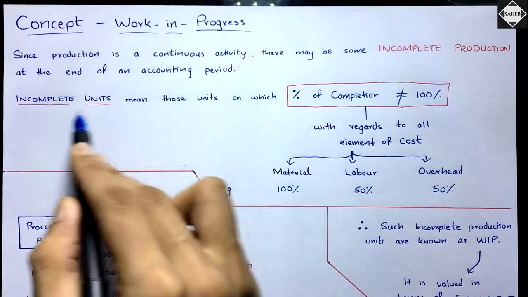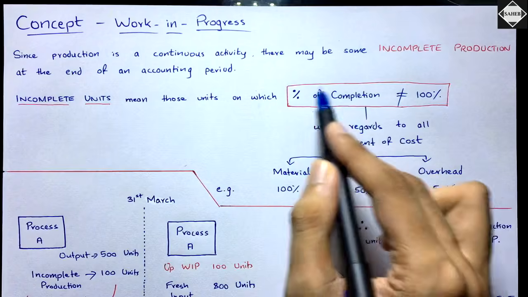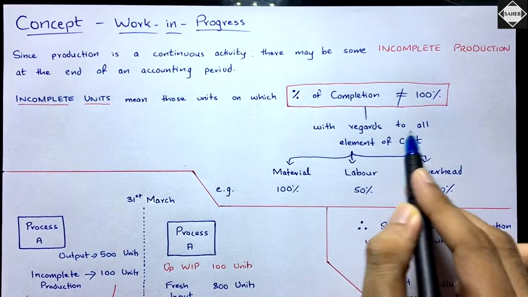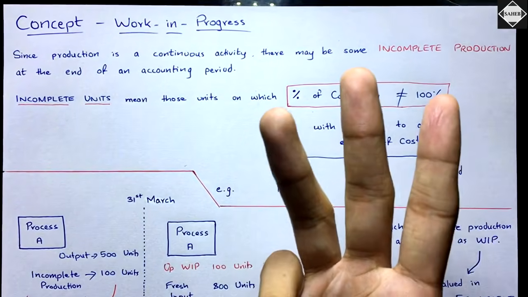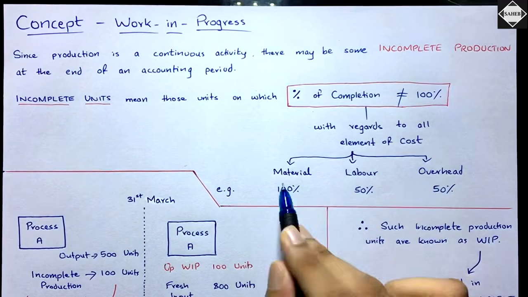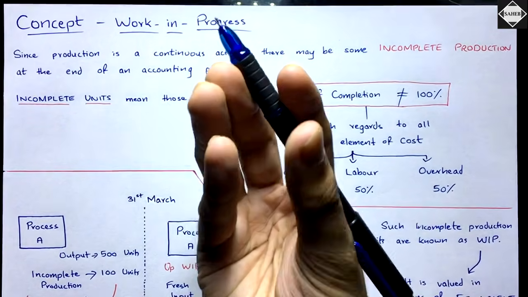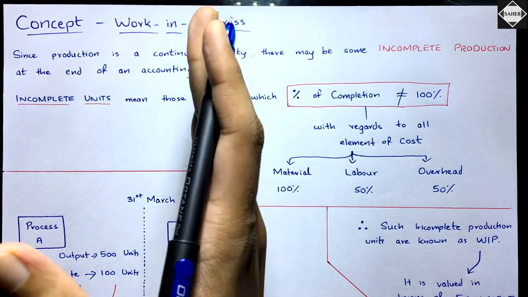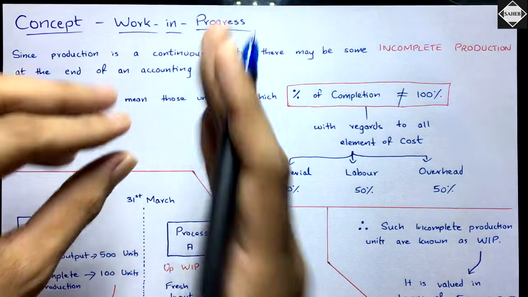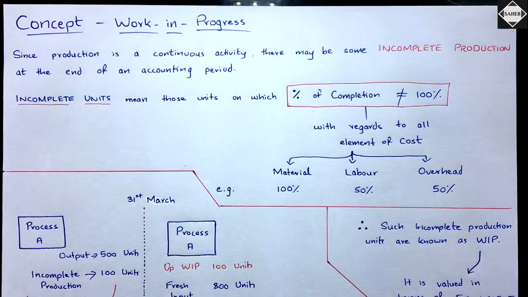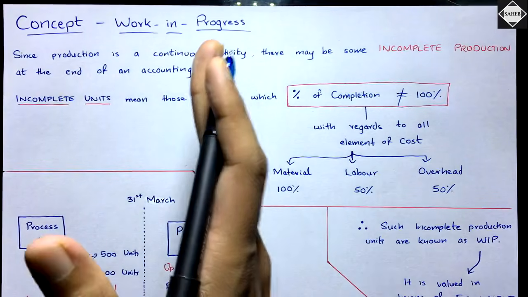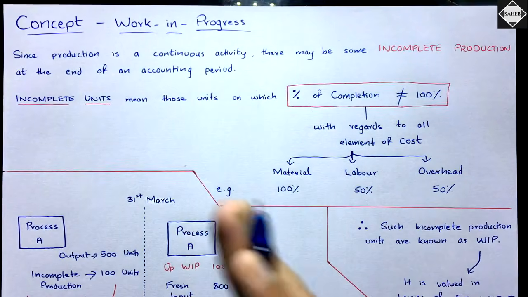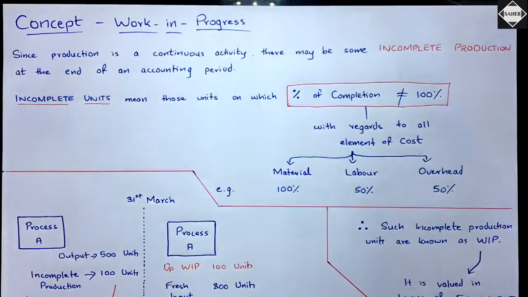So incomplete units mean those units on which the percentage of completion is not equal to 100%, with regards to all elements of cost. And there are 3 different elements of cost: material, labor, overhead. These 3 different types of costs you have to incur to make a finished output, right? Just for an example, let's say on this March 31st, all the material costs had been incurred, 100% of material cost, but let's say only 50% of the work was done, so labor 50% is additionally pending in the new period, the current period. And overhead also, let's say 50% of the expenses were required in the next period. So this is what will happen.